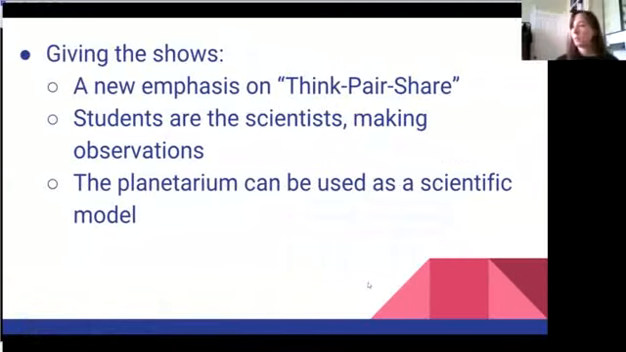But the shows themselves and what was different about them, one of the big things was a big emphasis on think, pair, share. Our educators thought it was really important to use this technique of the students thinking about what they're observing, getting into pairs and talking to each other about what they're observing, and then sharing with the presenter, with the teacher, what they have observed. And one of the ways that we were able to make that successful is by making sure that we always address this before the show even starts.